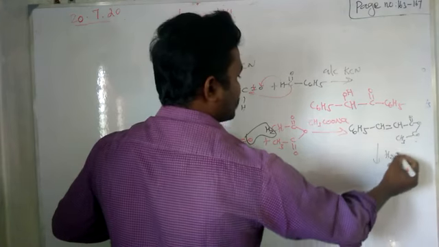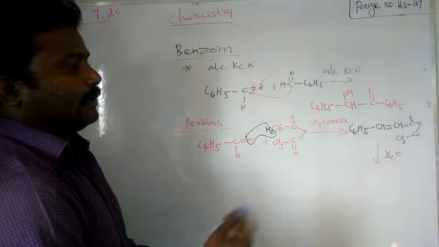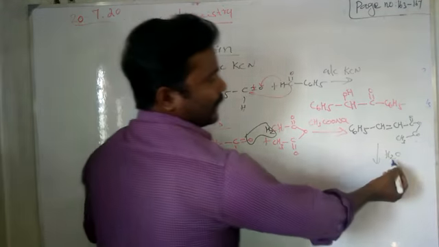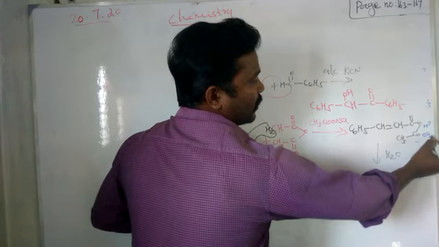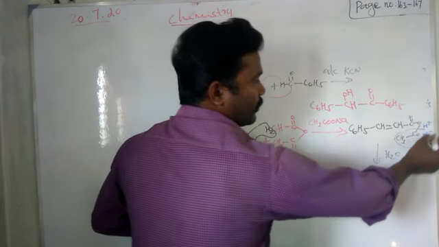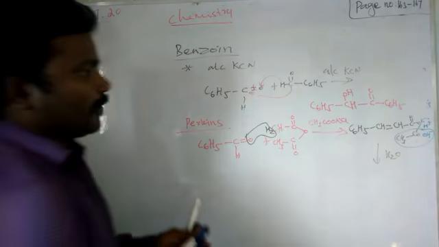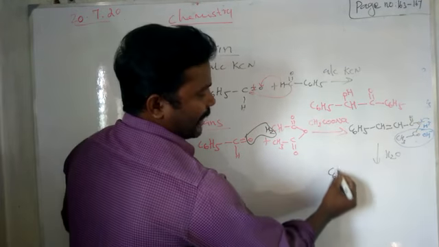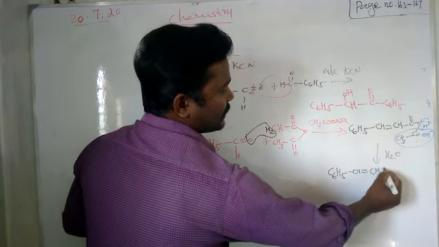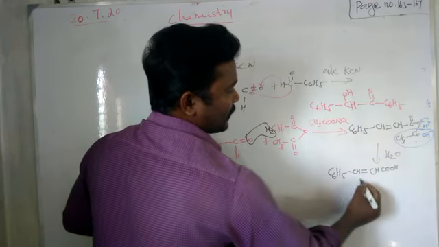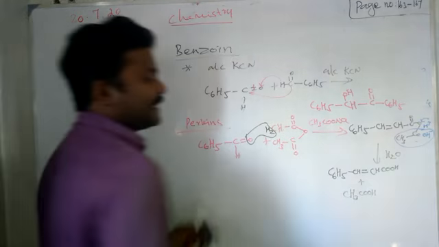Now the hydrolysis reaction. What is hydrolysis? We are adding excess of water. So what will happen? That water will ionize into H plus and OH minus. This group will go as acetic acid. H plus you can add to the oxygen. So what are the products? Cinnamic acid, C6H5CH double bond CH COOH, and then another product, CH3COOH, acetic acid.